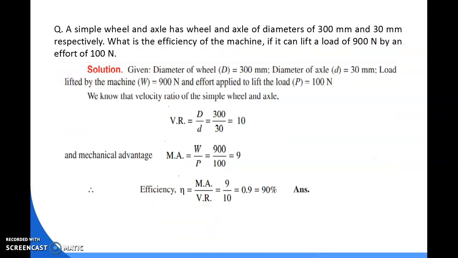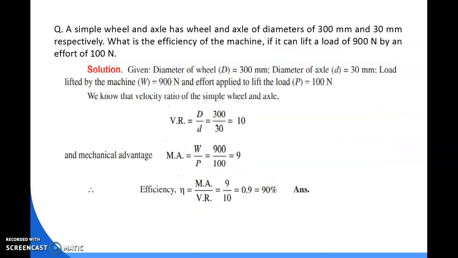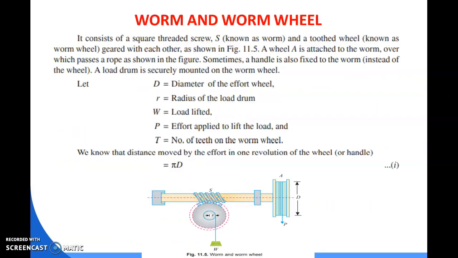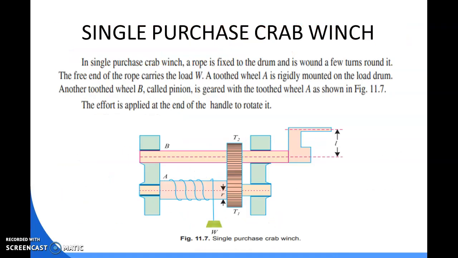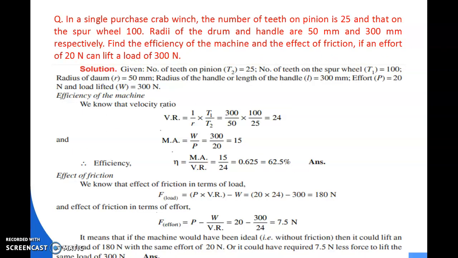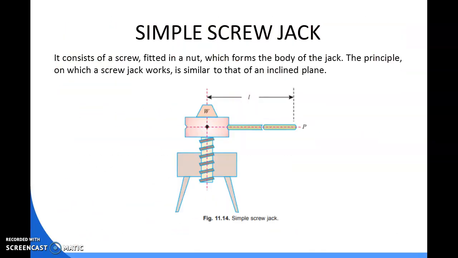Now, according to the lifting machines, there are many kinds of lifting machines, which are: first of all, the simple wheel and axle machine. Next is the worm and worm wheel machine. Then the single purchase crab winch, then the double purchase crab winch, and the last one is the simple screw jack.